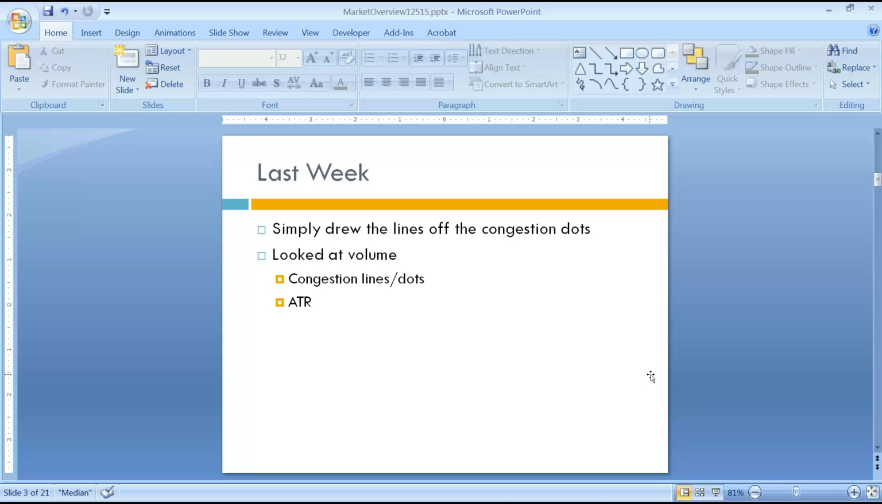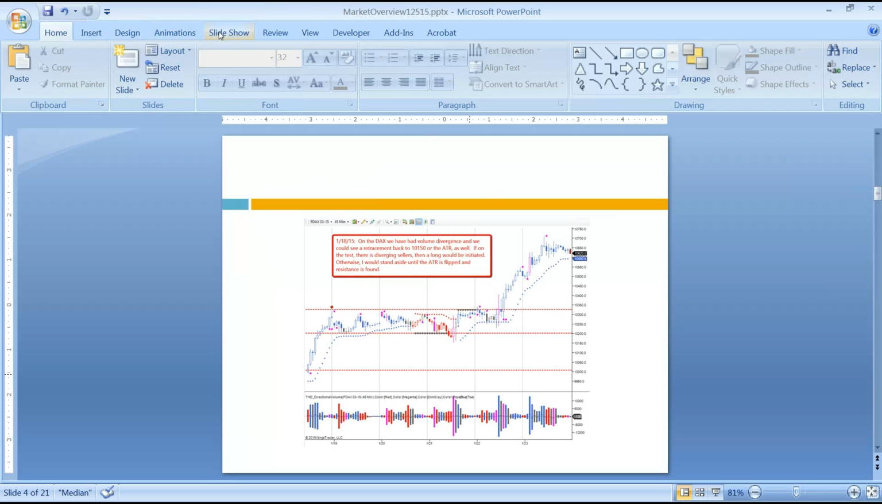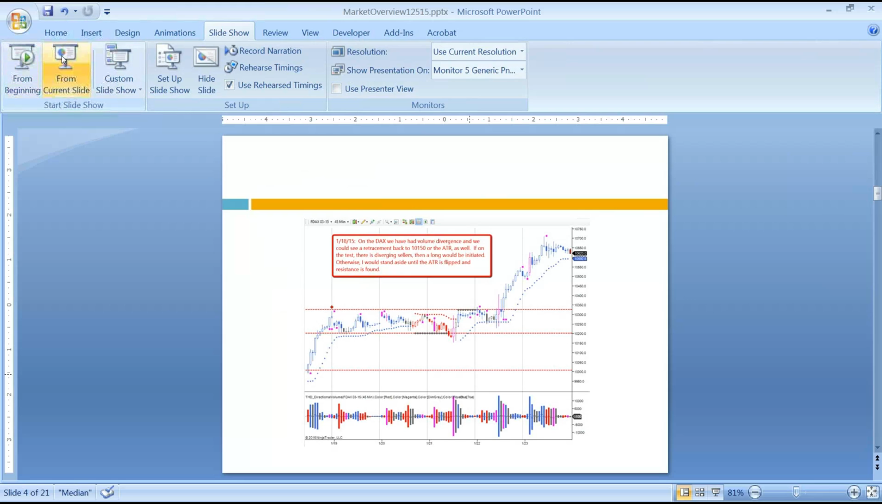Now, this is what I do. I draw the lines off of the congestion dots. Now, I have mine saved with the lines. So the only thing that I need to update are any new congestion dots, okay? Then, since all of my entries come off of either congestion lines or dots or the ATR, I simply analyze the volume at these key areas, okay? It's not complicated. Now, I'm going to put this in slideshow mode so you can see it a little bit better.